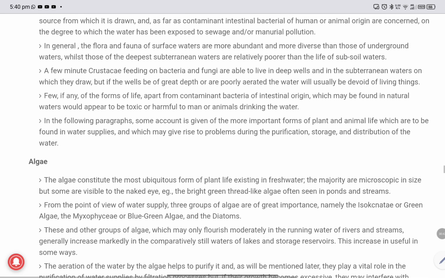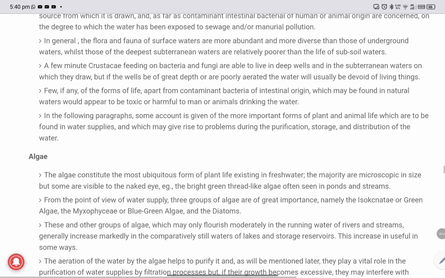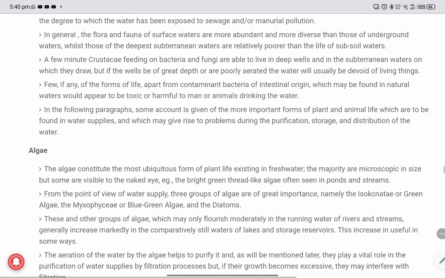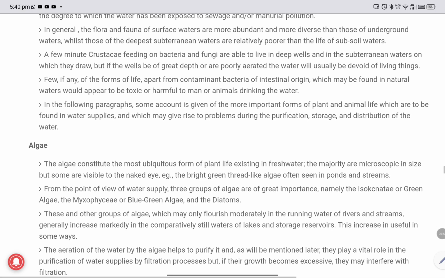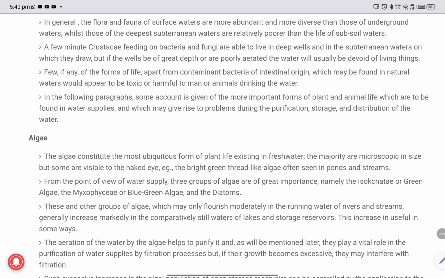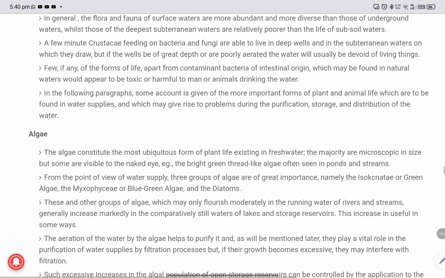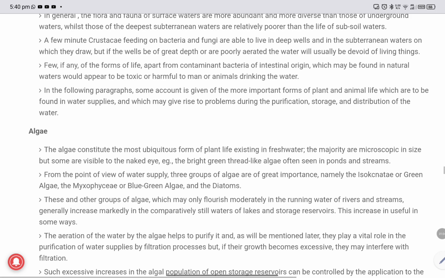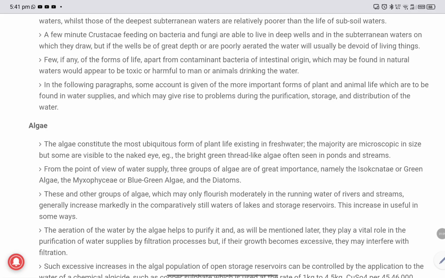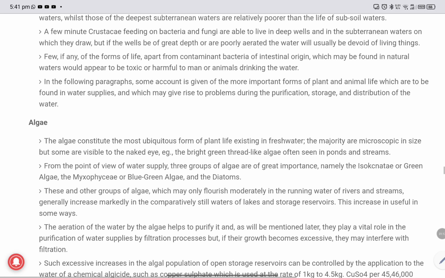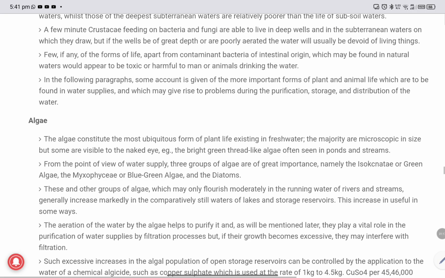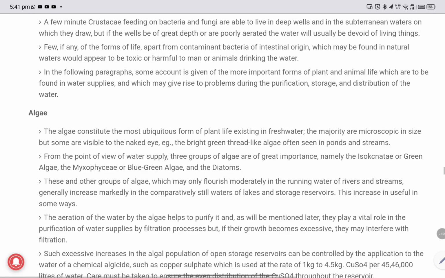A few minute crustacea feeding on bacteria and fungi are able to live in deep wells and in the subterranean water on which they draw. But if the well be of great depth or is poorly aerated, the water will usually be devoid of living things. Few, if any, of the forms of life, apart from contaminating bacteria of intestinal origin, which may be found in natural water, would appear to be toxic or harmful to man or animal drinking the water.